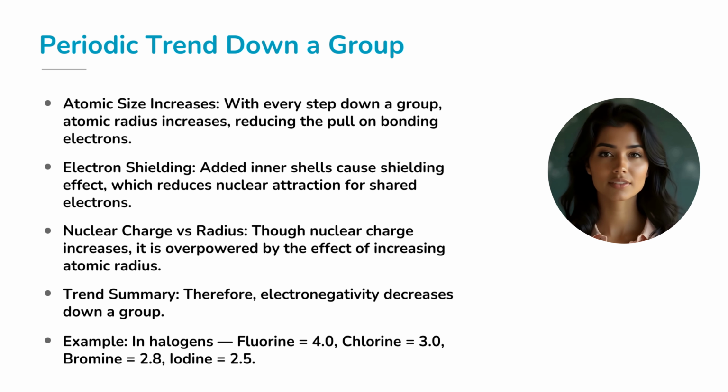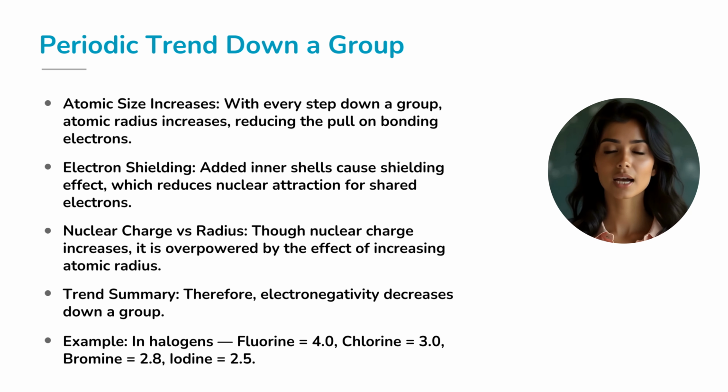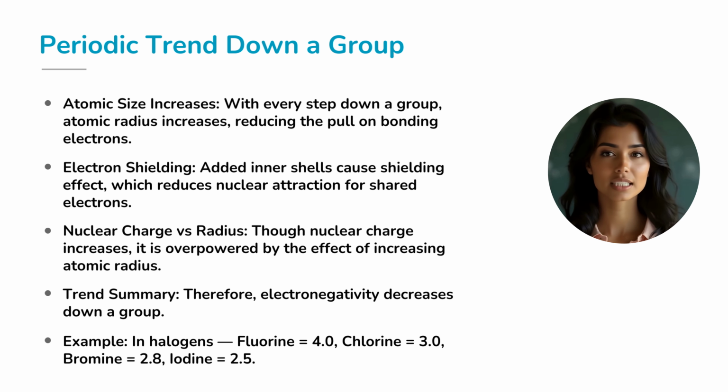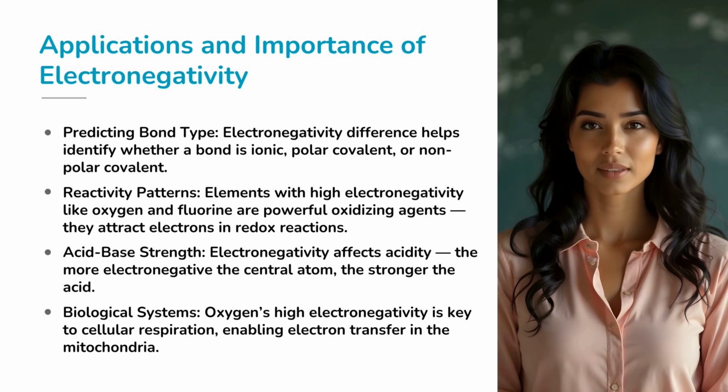Let's look at group 17, the halogens. Fluorine, at the top, has the highest electronegativity, 4.0. Then comes chlorine, 3.0, bromine, 2.8, and iodine, 2.5. Why is this important? Because fluorine's high electronegativity makes it one of the most powerful oxidizing agents. And as we go down the group, the atoms get larger, the nucleus gets more shielded, and the attraction weakens.